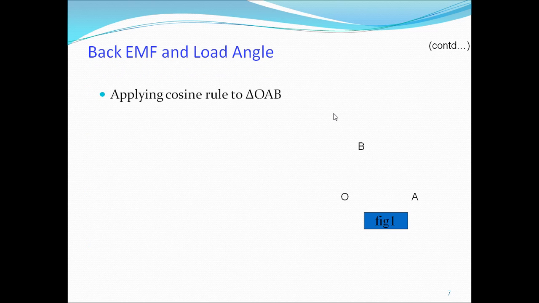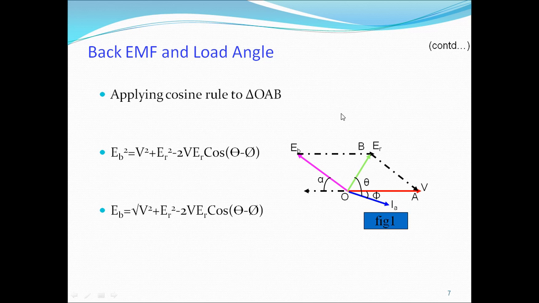Next, from this vector diagram, ER is the impedance drop and EB is the back EMF, V is the supply voltage, alpha is the load angle, theta is the angle between ER and IA, where phi is the power factor angle by which IA lags the supply voltage V. So from this triangle OAB, OA is V, AB is EB, OB is ER.